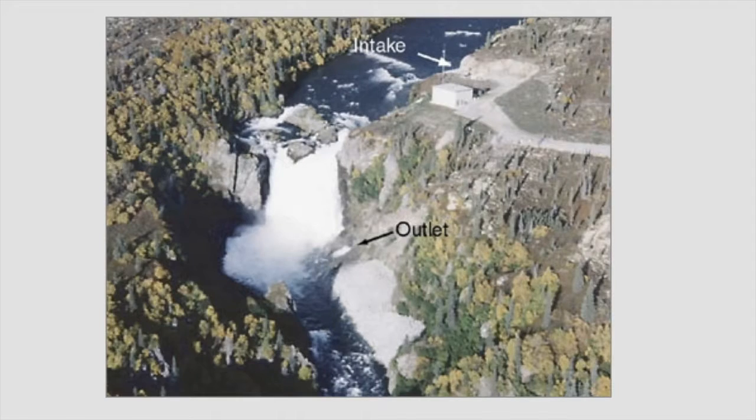The next type is diversion. A diversion, sometimes called a run-of-river facility, channels a portion of a river through a canal or penstock. It may not require the use of a dam.